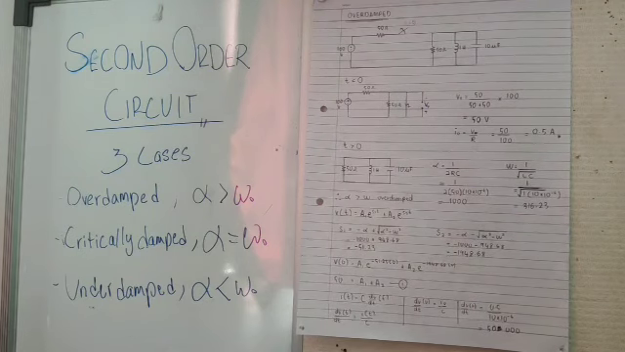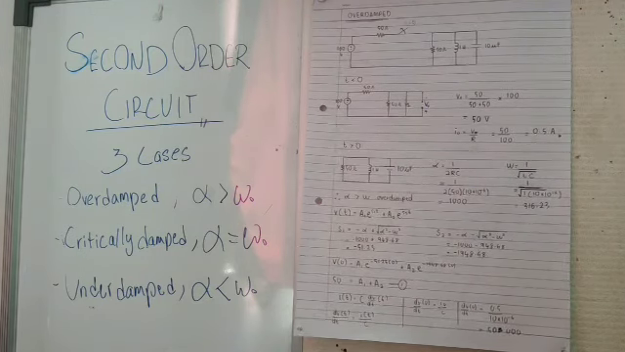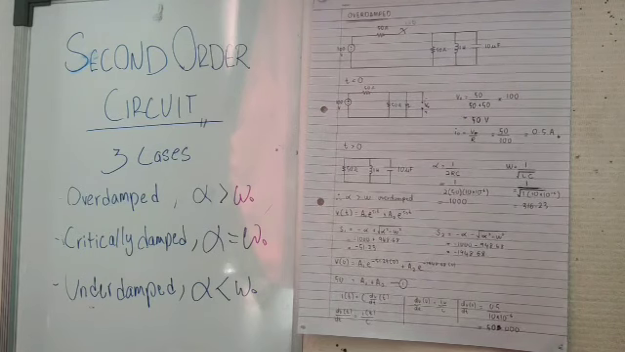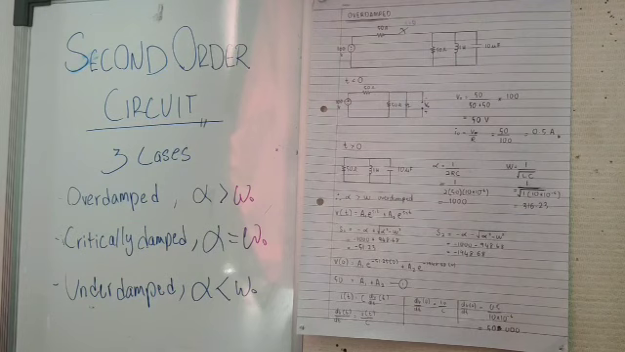In second order circuit, we have three cases. The first one is overdamped if alpha is greater than omega naught, and the second one is critically damped if alpha is equal to omega naught, and the last one is underdamped if alpha is less than omega naught.